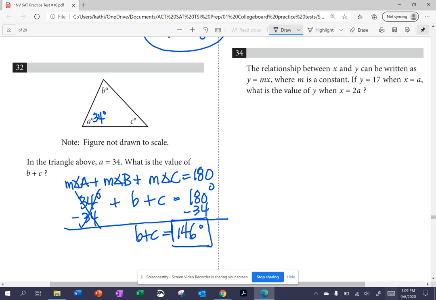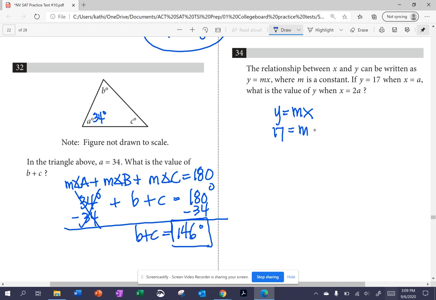The relationship between x and y can be written as y equals mx, where m is a constant. If y equals 17 when x equals a, what is the value of y when x equals 2a? So this is a direct variation question. So we have y equals m times x. So when y is 17, x equals a.